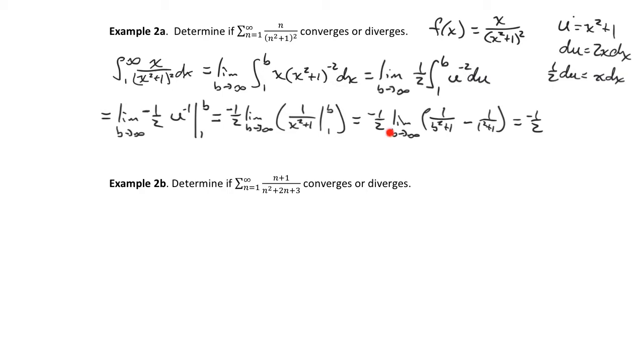As b goes to infinity, 1 over b squared plus 1 will go to 0, minus 1/2. Well, that's 0 minus 1/2, so that limit is just negative 1/2. We get positive 1/4. Now we haven't done our function analysis yet, but I just discovered that the integral converges. The integral converges to 1/4.